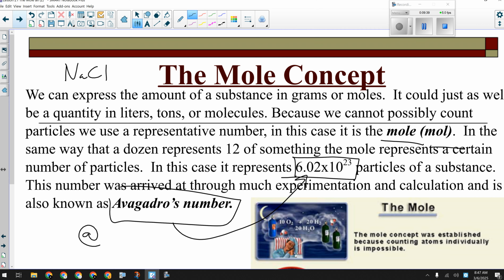Questions so far? So all we really need to get out of this slide is Avogadro's number, the number of particles in a mole, and that a mole is used to measure the amount of something. So if I said I had 2 moles of something, you would know how many I had. You would have 2 times that number.